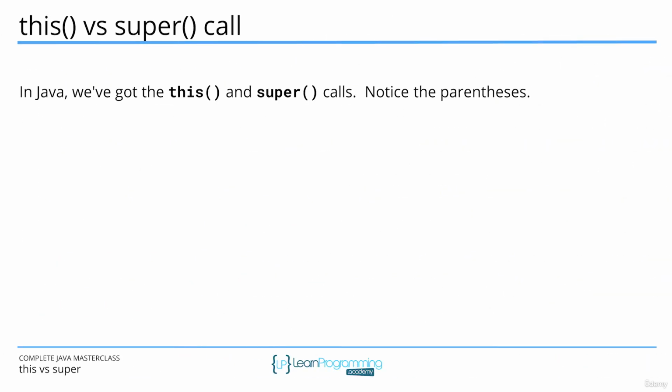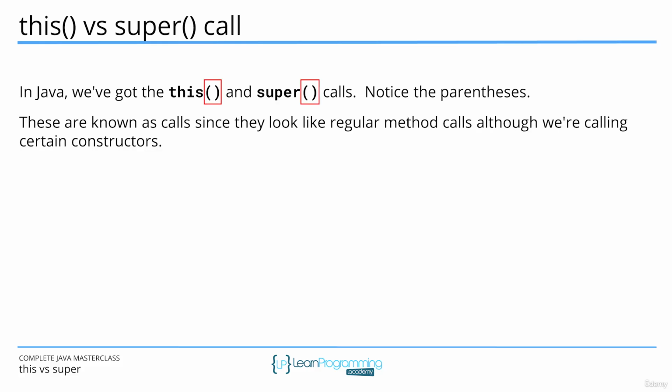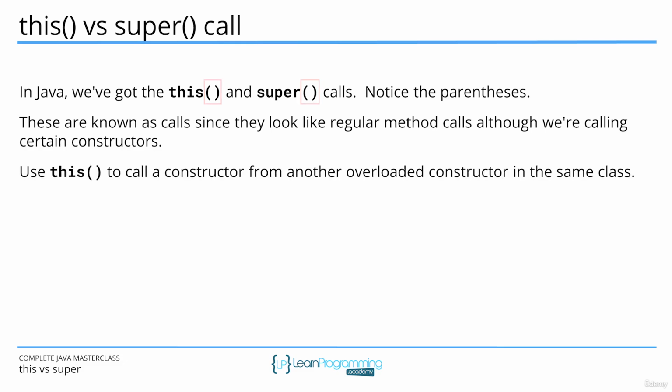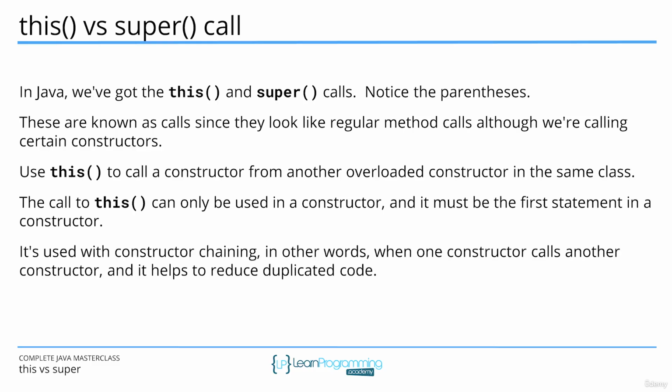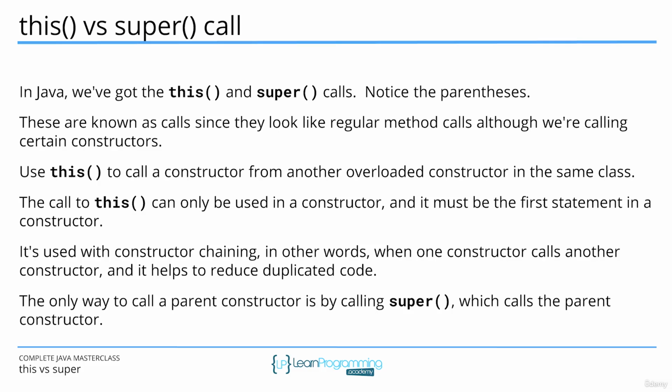In Java, we've got the this and super parentheses calls. Notice the parentheses. These are known as calls since they look like regular method calls, although we're calling certain constructors. You'll use this parentheses to call a constructor from another overloaded constructor in the same class. The call to this parentheses can only be used in a constructor, and it must be the first statement in a constructor. It's used with constructor chaining, in other words, when one constructor calls another constructor, and it helps to reduce duplicated code. The only way to call a parent constructor is by calling super parentheses, which calls the parent constructor.